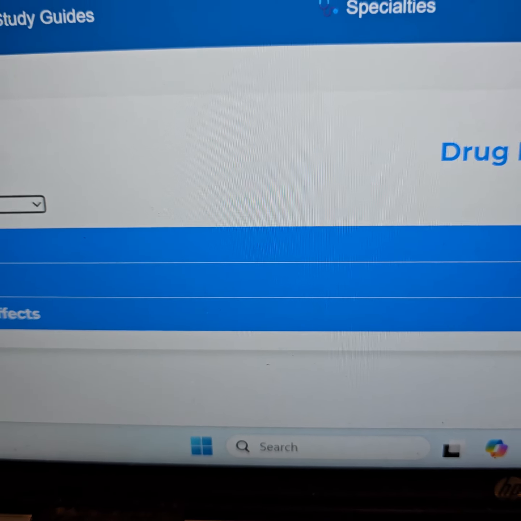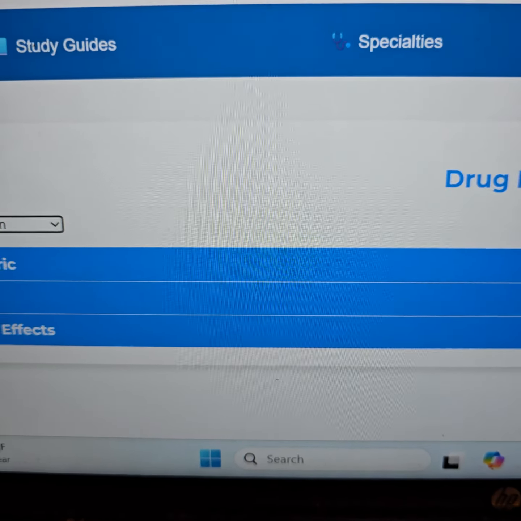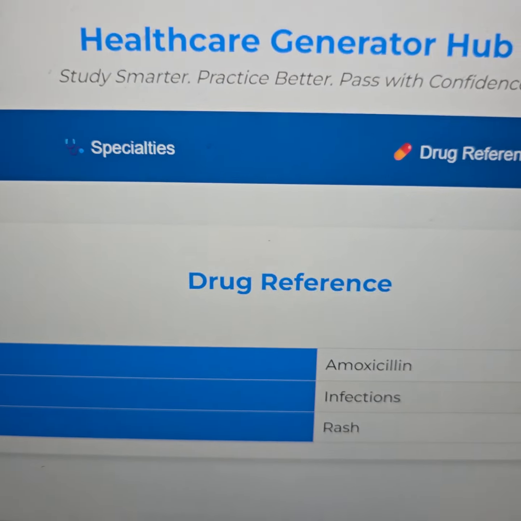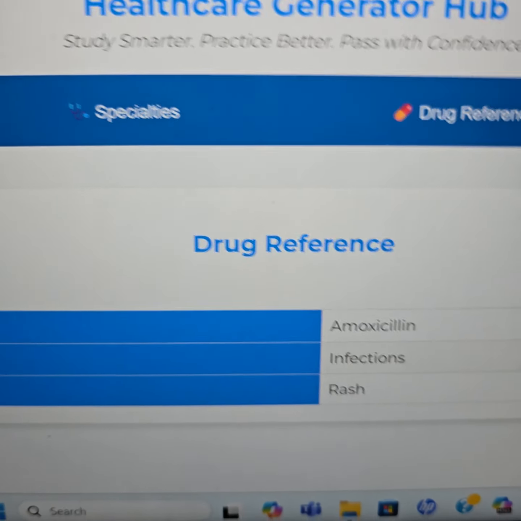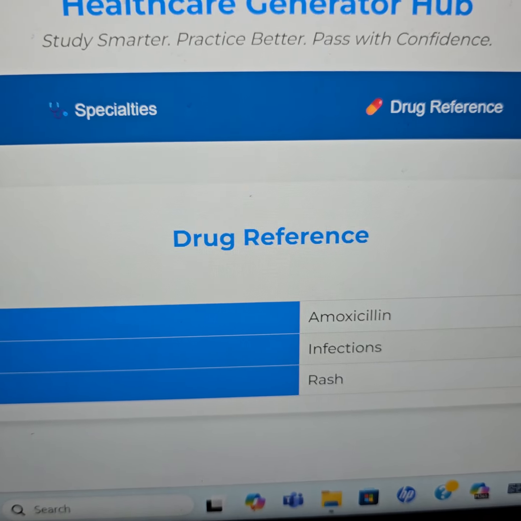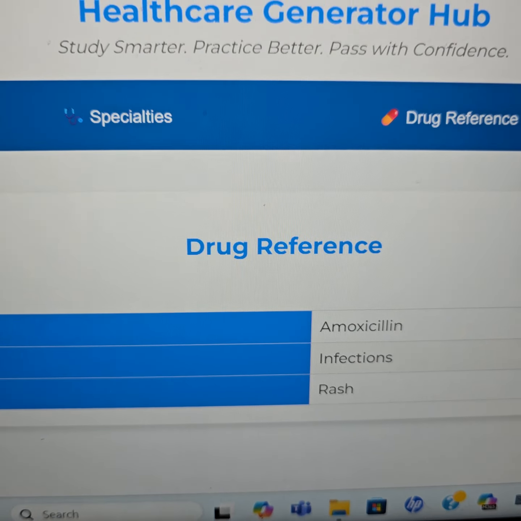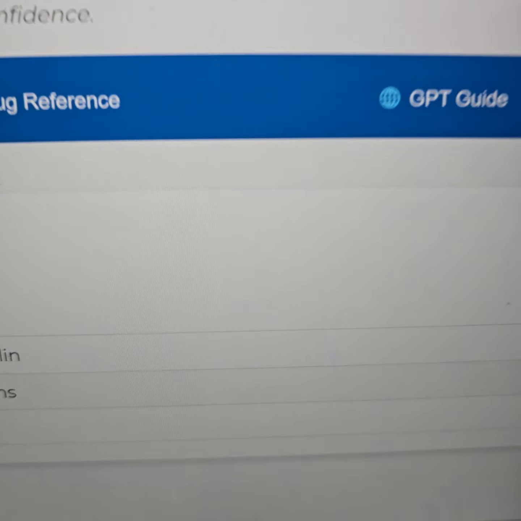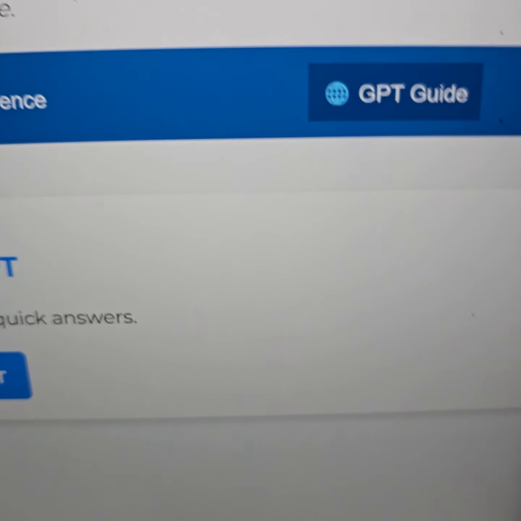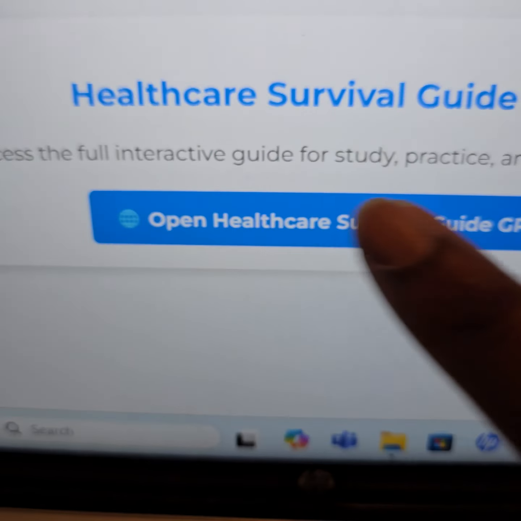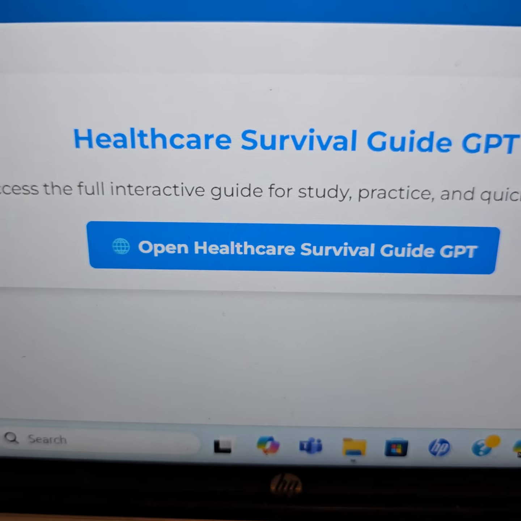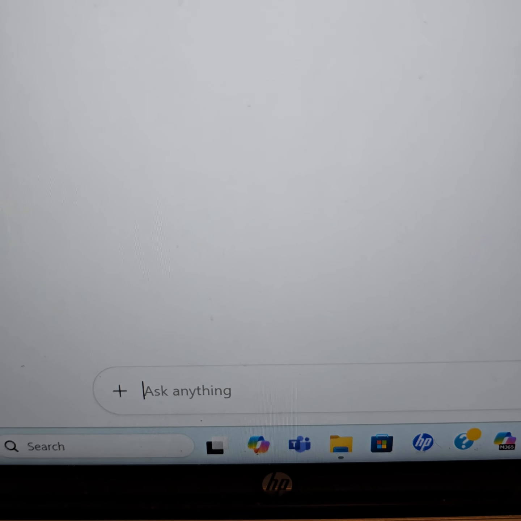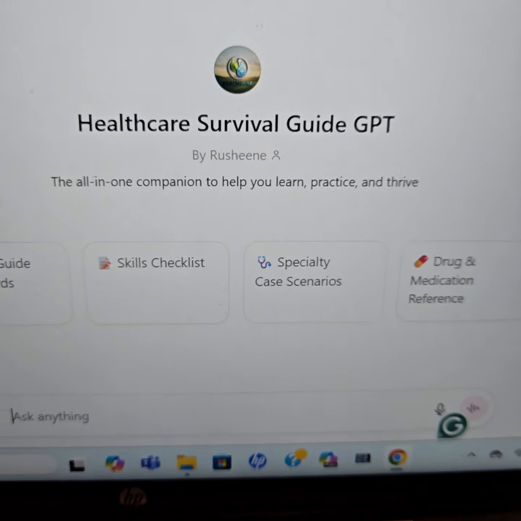Now, if you want to go more in depth in nursing, this is a generator. So what I also did was I included a GPT with the generator. If you want more in-depth nursing help, you just need to go here and click on GPT guide. This is the name of the GPT that I developed for nursing. When you click here, it's going to open up your ChatGPT. I created this in ChatGPT.